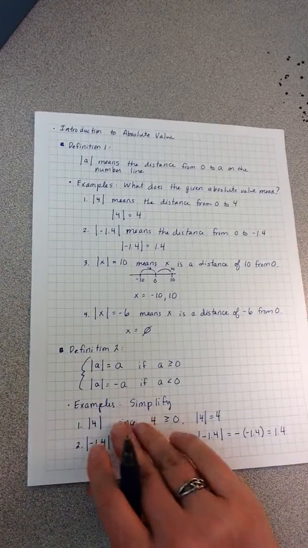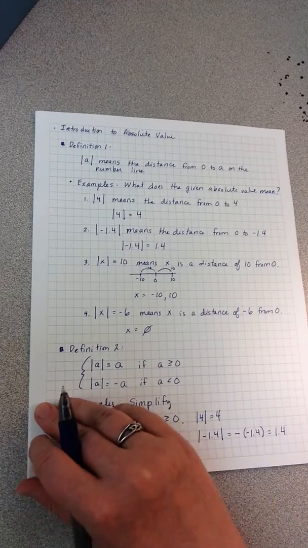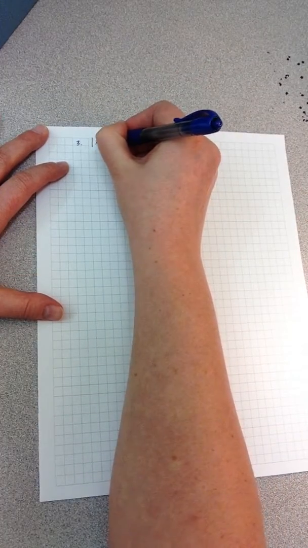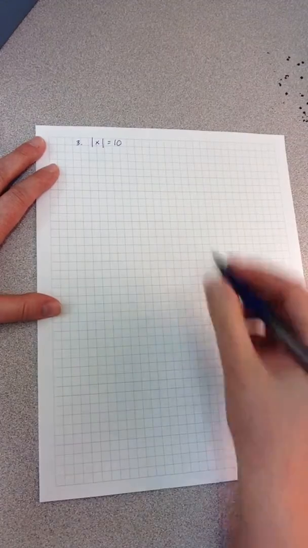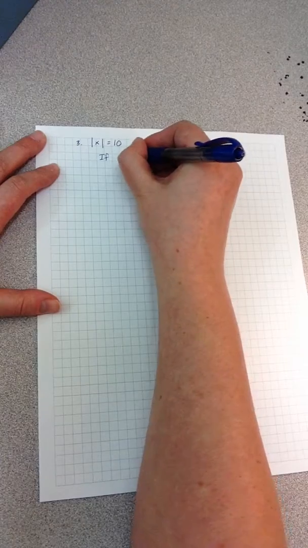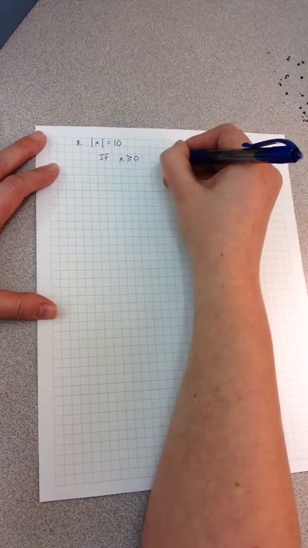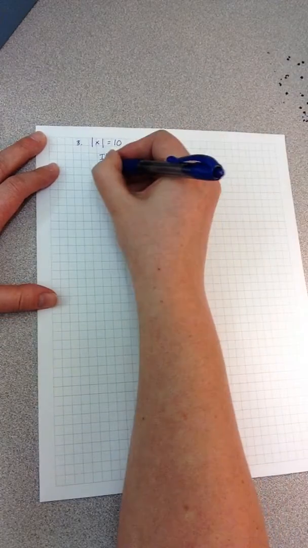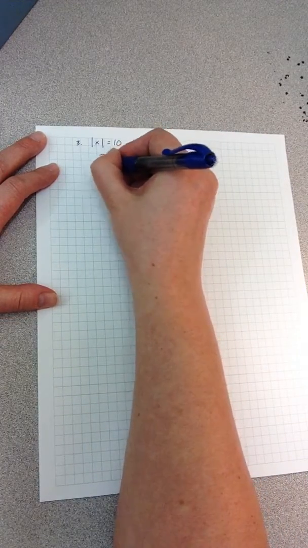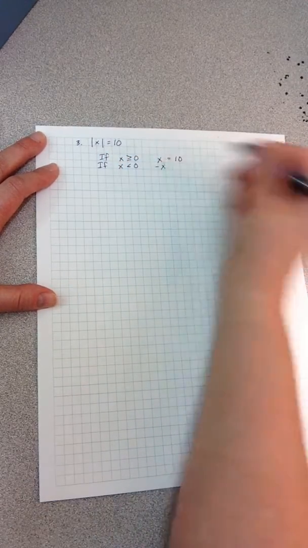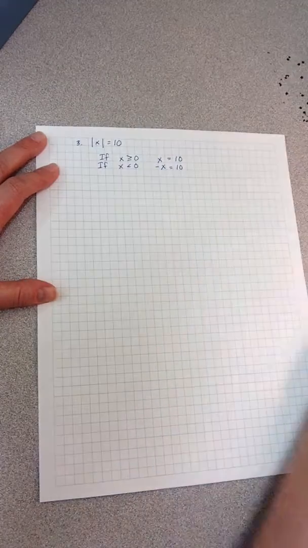Example 3, absolute value of x equals 10. So in this case, we have to actually talk about the two cases. So if x is greater than or equal to 0, then x is positive, and that equals 10. If x is less than 0, that means x is negative, and that equals 10.